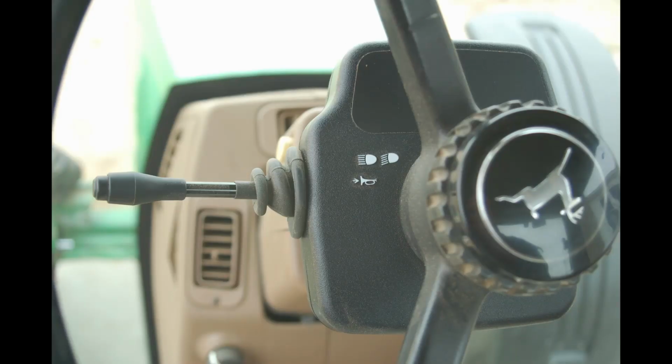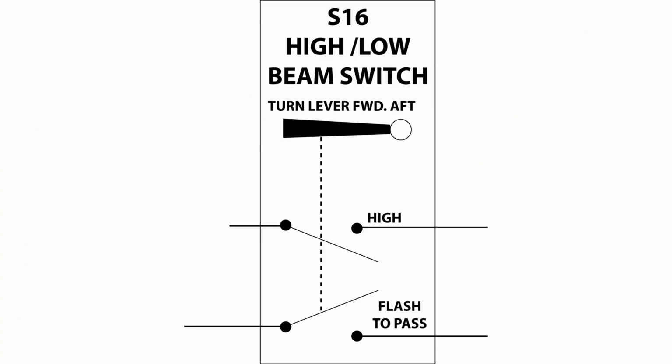The dimmer switch on the steering column is operated by pushing the turn signal lever forward or aft. It has detents in the forward position for high beam and in the center for low beam. When the switch is pulled towards you, it activates the flash to pass function, which lights the high beam lights as a signal only as long as you hold the lever in that position. On electrical system schematic diagrams, it might be represented like this.